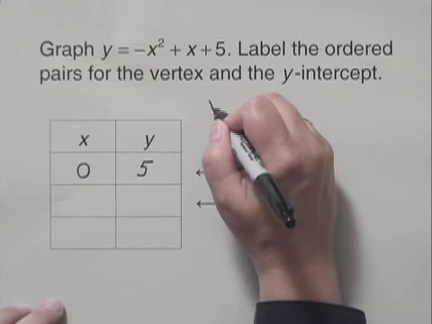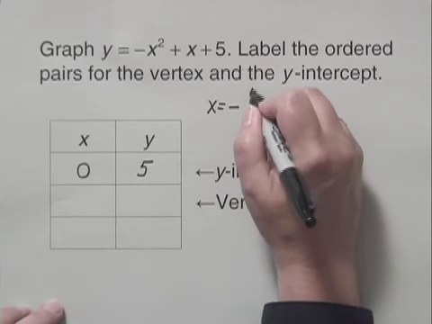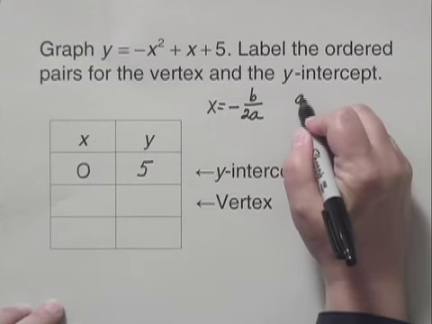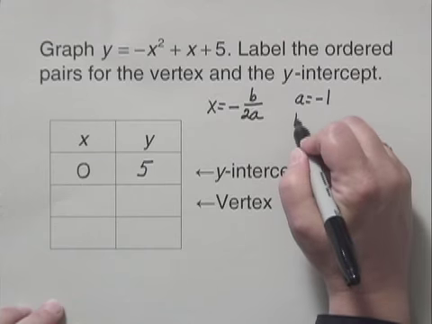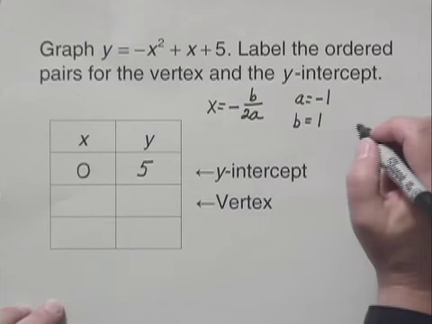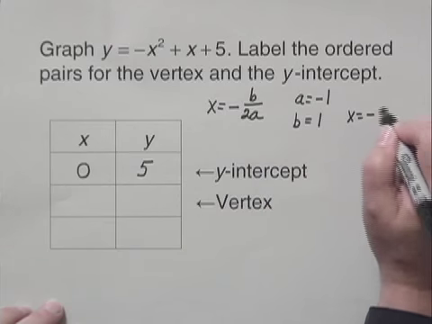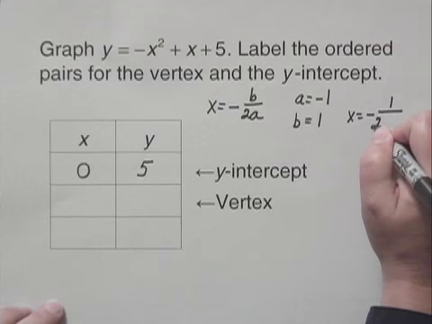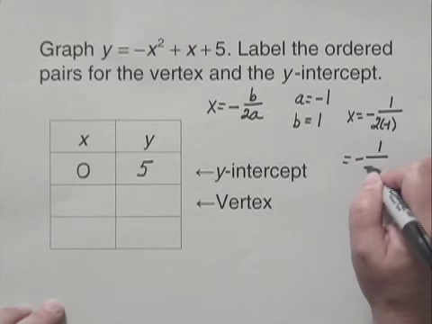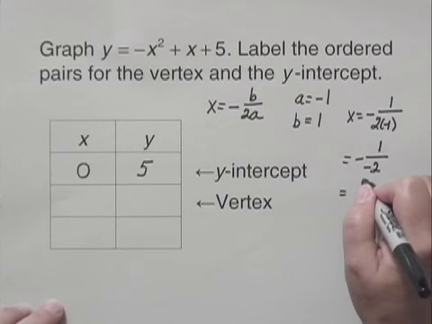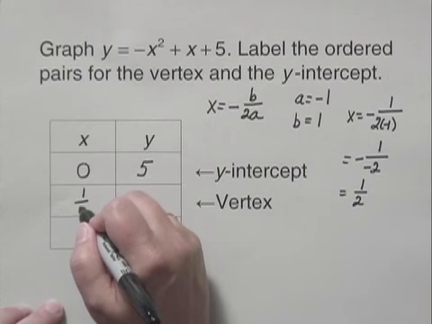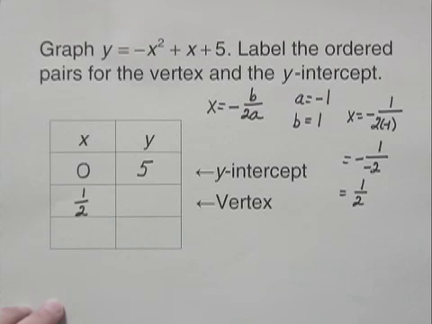We will use the formula x equals the opposite of b over 2a. And from the equation we can see that a equals -1 and b equals 1. Therefore, the opposite of b over 2a is the opposite of 1 over 2 times -1, which is the opposite of 1 over -2, which would be positive 1/2. That gives us the x-coordinate of the vertex, and now we need to find the y-coordinate.